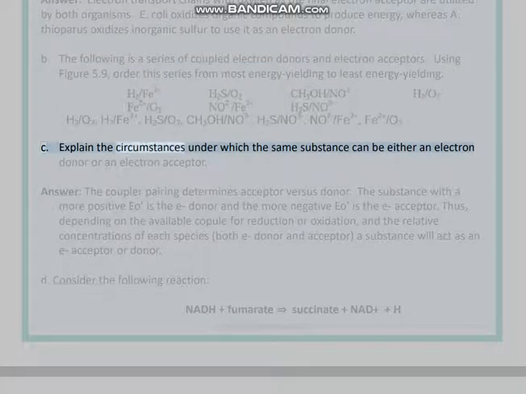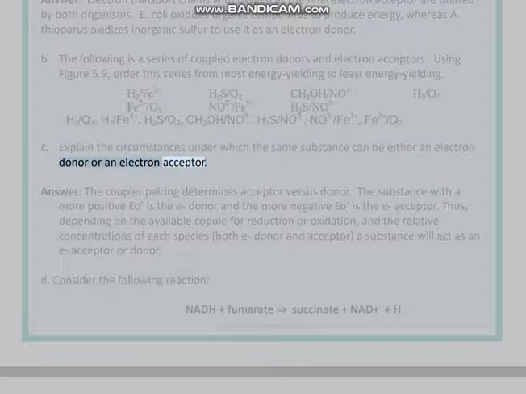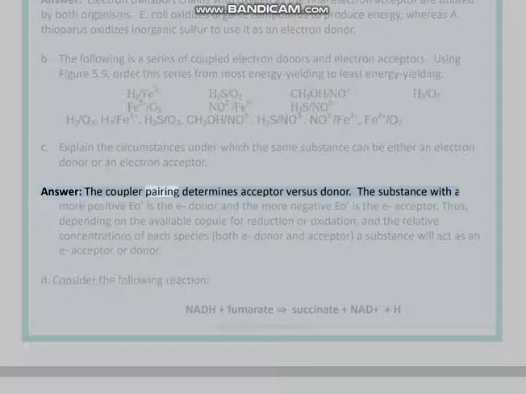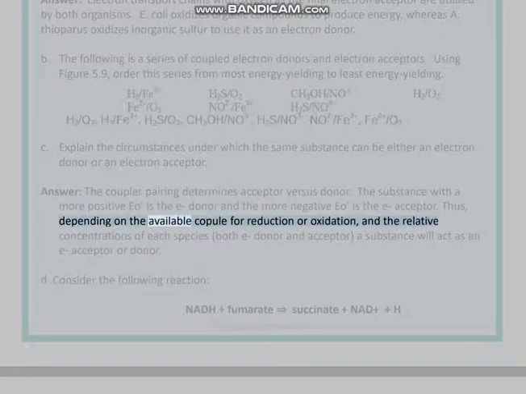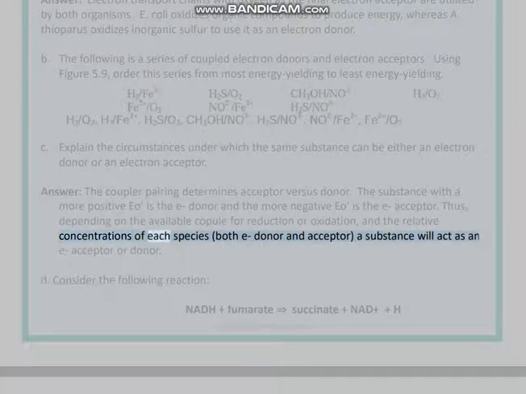C. Explain the circumstances under which the same substance can be either an electron donor or an electron acceptor. Answer. The couple pairing determines acceptor versus donor. The substance with a more negative E0 is the E donor and the more positive E0 is the E acceptor. Thus, depending on the available couple for reduction or oxidation, and the relative concentrations of each species, both E donor and acceptor, a substance will act as an E acceptor or donor.